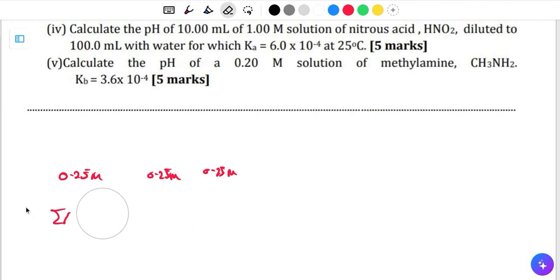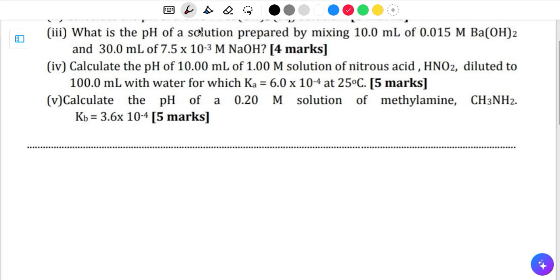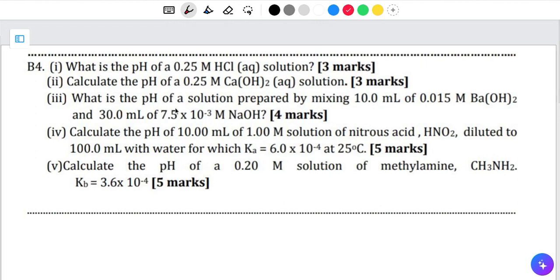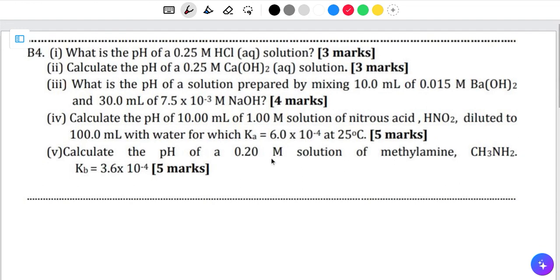What about the second part? Even in the second part, you need to identify if the question is involving an acid or a base. It is saying calculate the pH of 0.25 molality of calcium hydroxide solution, 3 marks. So we're dealing with calcium hydroxide. Is calcium hydroxide a base or an acid? It's a base. So if I decompose this one, I'm going to have calcium ion plus hydroxide ions.